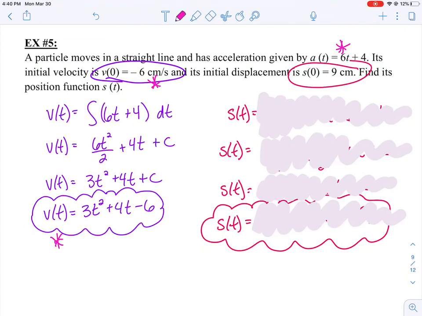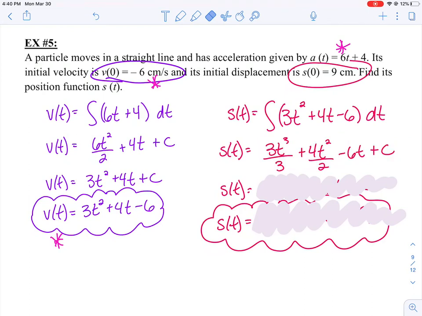So now that we have the velocity function, we should be able to find its antiderivative or integrate it in order to find the position function. So that's what we're going to do now. I'm going to integrate my velocity so that I can get my position function. Using my power rule and simplifying, I got a position function of t cubed plus 2t squared minus 6t plus c. But that's a general position function, and I want an exact position function for what we're talking about.